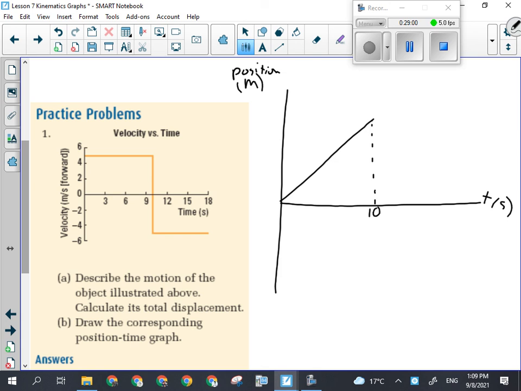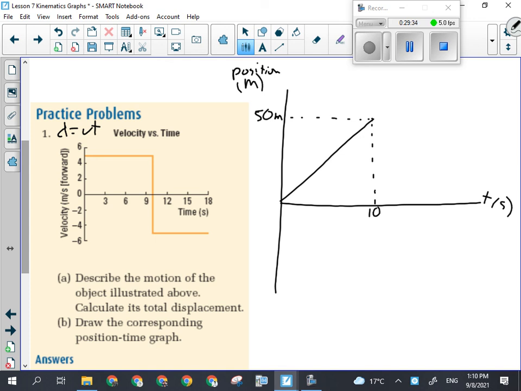Okay, how do I figure out what position it's at on my position versus time graph from this graph? Can I calculate displacement from this graph? Right, I know it's traveling at 5 meters per second forward for 10 seconds. How far would it go? 50 meters, right? Just d equals v times t, so 5 times 10. So that means this line here would end at positive 50 meters.